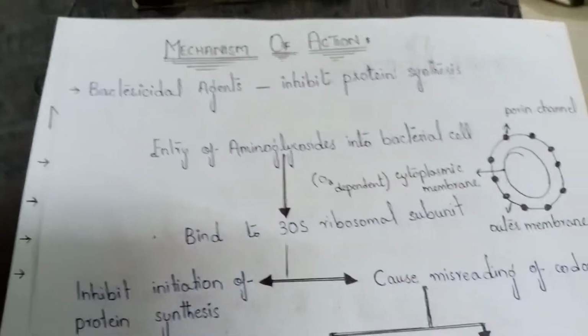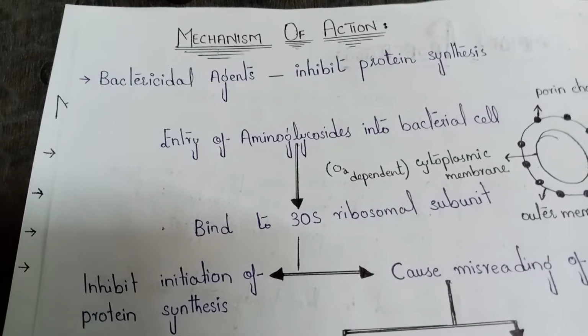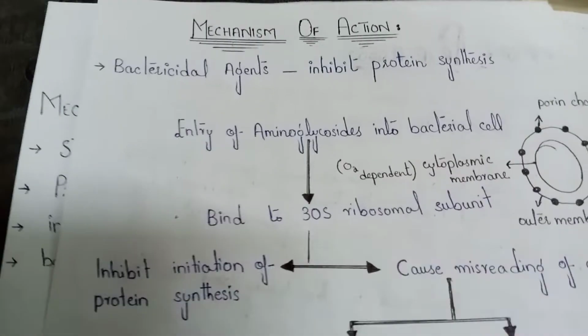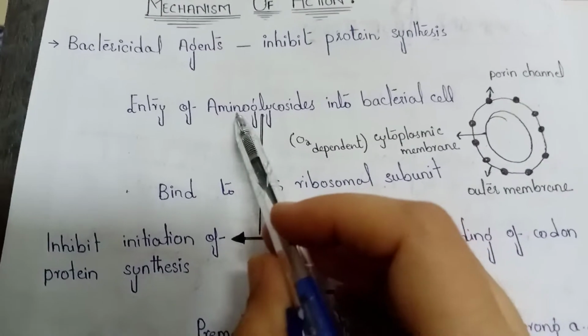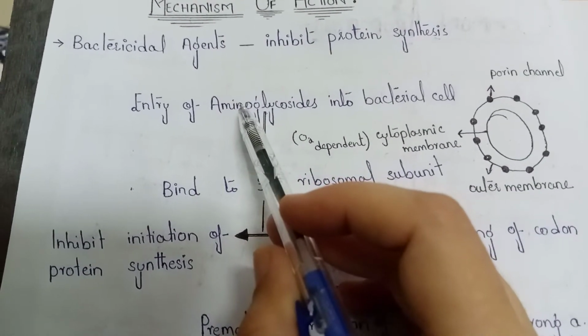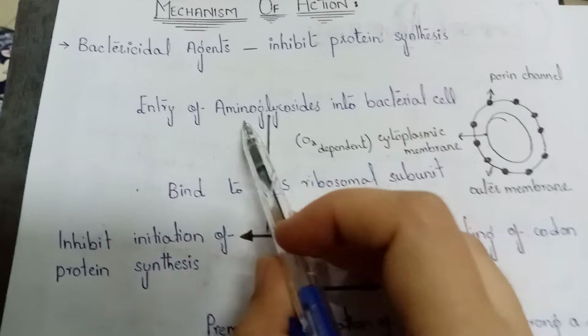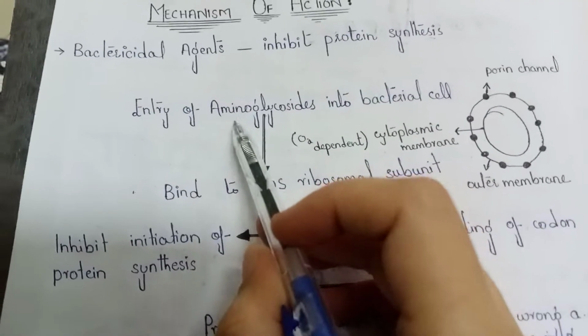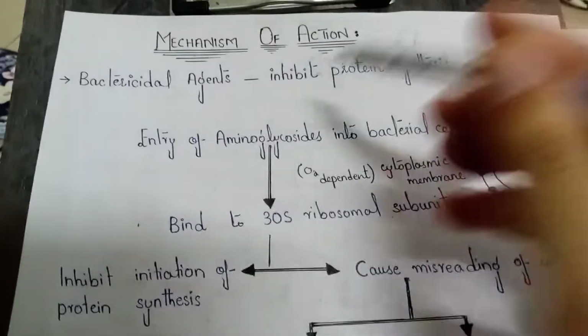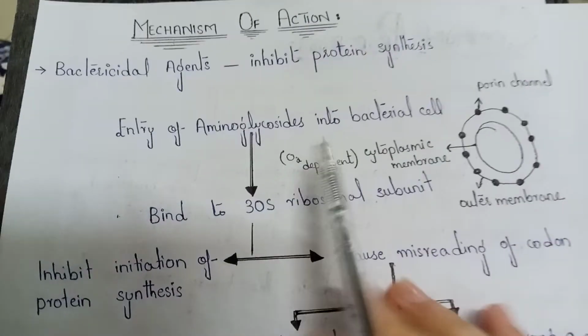And how are you going to remember that they are effective against gram-negative? For that, you can see there is an N in aminoglycoside. So from the N you can just pick the point that they are active against gram-negative bacteria.